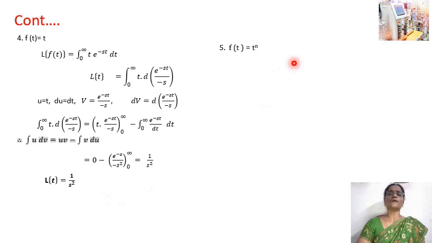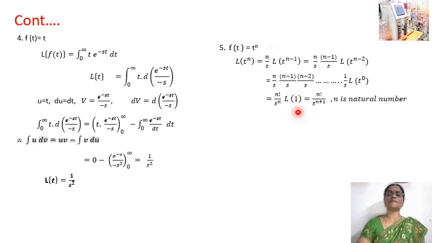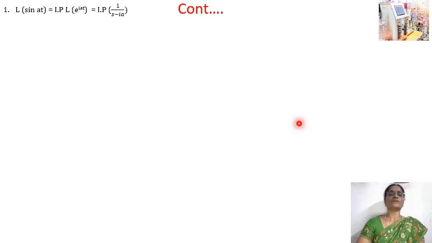So you can go to the common t power n format. If you have t power n, the Laplace of t power n is nothing but n factorial divided by s power n plus 1. So for any t square or t cube, any simple function, you can find the Laplace of that function. Now we can go to the Laplace of some simple trigonometric functions. Take the Laplace of sin at.